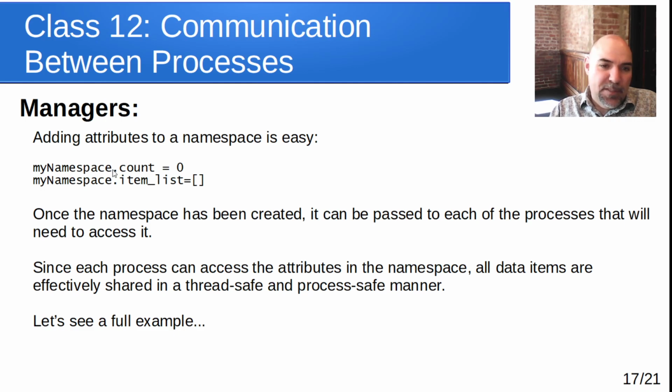So we can say my_namespace.count. This could be, for example, shared_variables.count. This could be shared_variables.itemList. And you just create those items in there. Once that namespace has been created and we've added the items to it, we can pass the reference for that namespace to the processes that need to access it. And since each process can then access the attributes inside that namespace, all the data items are effectively shared in a thread-safe, process-safe manner for all the items that we stuck into that namespace.